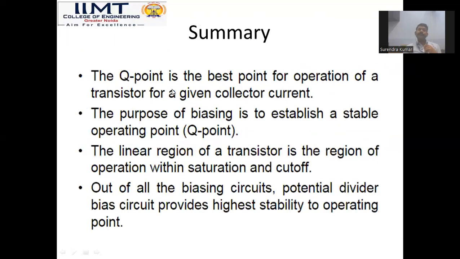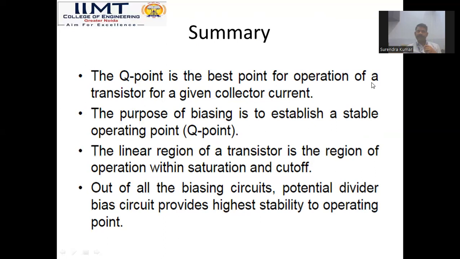Summary: the Q point is the best point for operation of a transistor for a given collector current. The purpose of biasing is to establish a stable operating point, or Q point, you can say. The linear operation of a transistor is the region between saturation and cutoff. Out of all biasing circuits, the potential divider circuit provides the highest stability to the operating point.